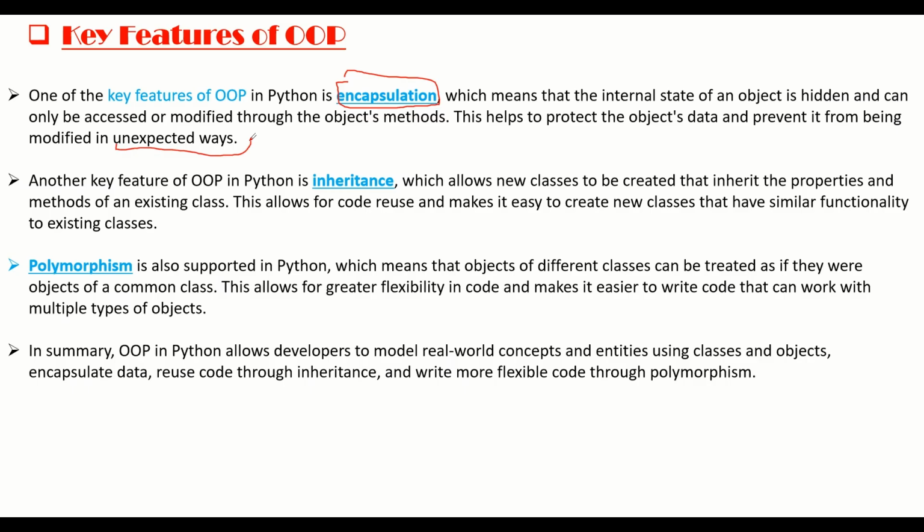Another feature of OOP in Python is inheritance, which allows new classes to be created that inherit the properties and methods of an existing class. This allows for code reuse and makes it easy to create new classes that have similar functionality to the existing class. So guys, what is inheritance? Inheritance allows a new class to be created that inherits the properties and methods of the existing class, and the existing class means the parent class.